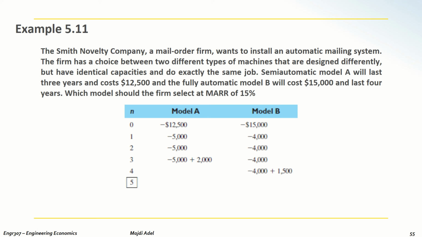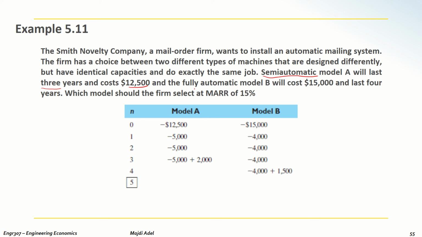Now the firm has a choice between two different types of machines for sorting mail. They are designed differently, but they do the exact same job. Now Model A is semi-automatic, and it will last for 3 years, and it will cost $12,500.